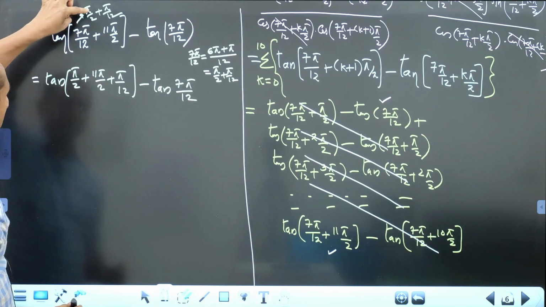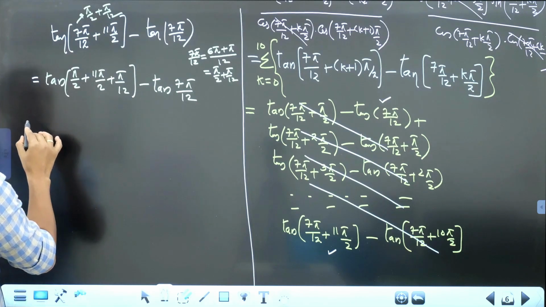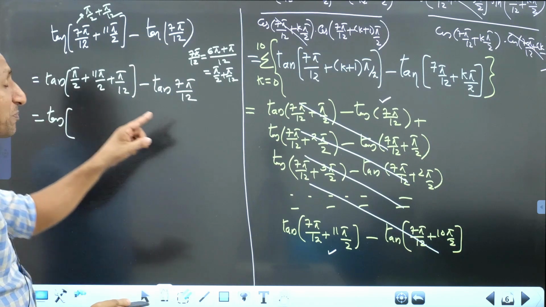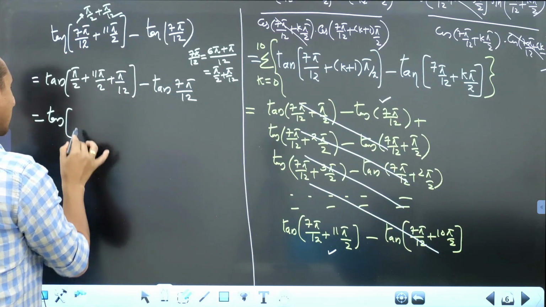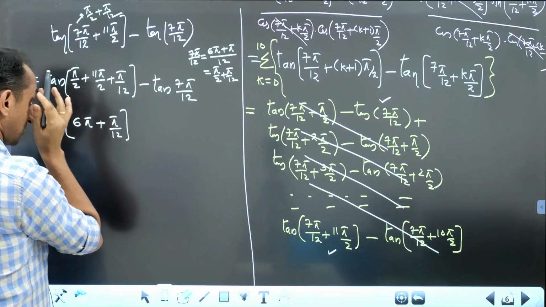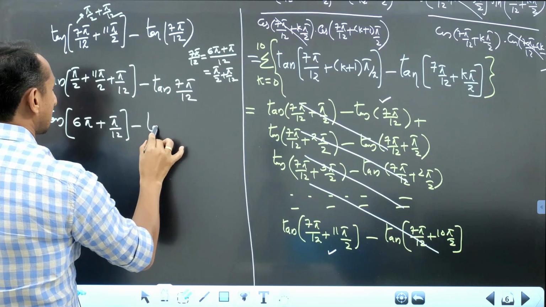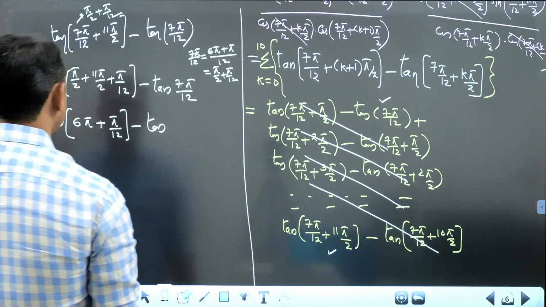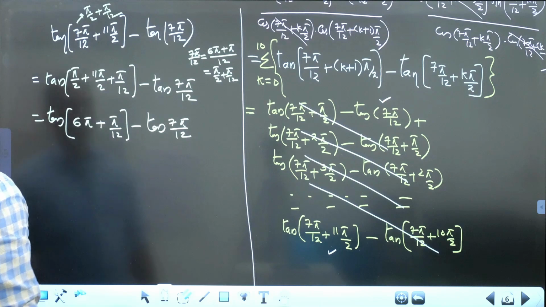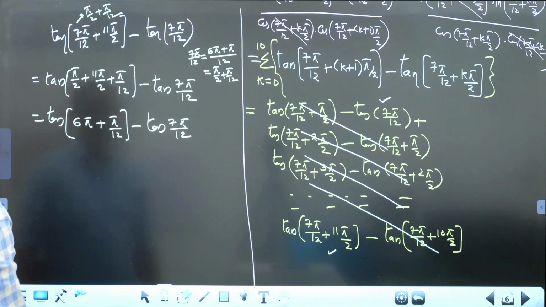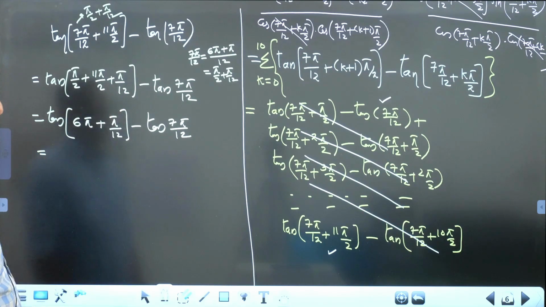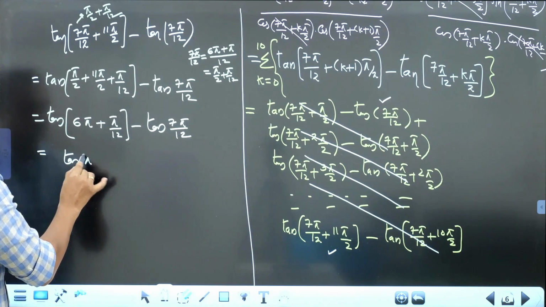Okay, π/2 plus 11π/2 is 12π/2, that is 6π. So tan of (6π + π/12) minus tan 7π/12. Tan 6π plus π/12, we write the same function: tan π/12.